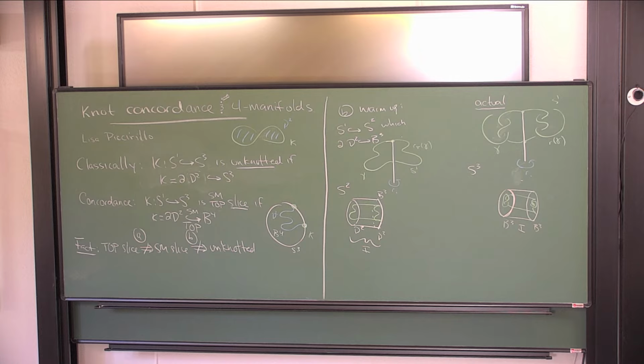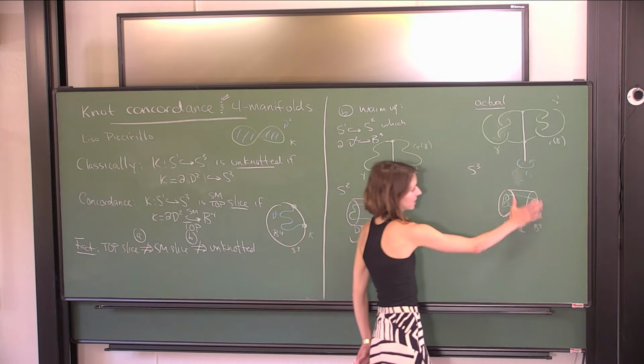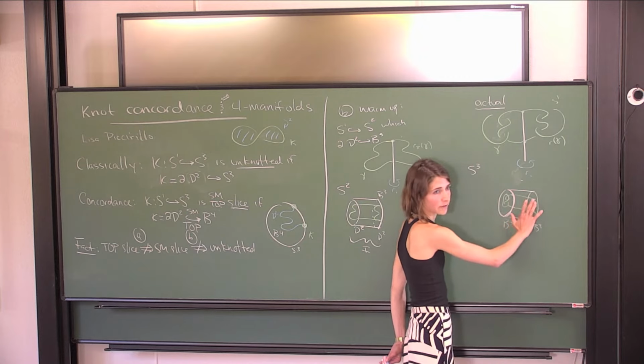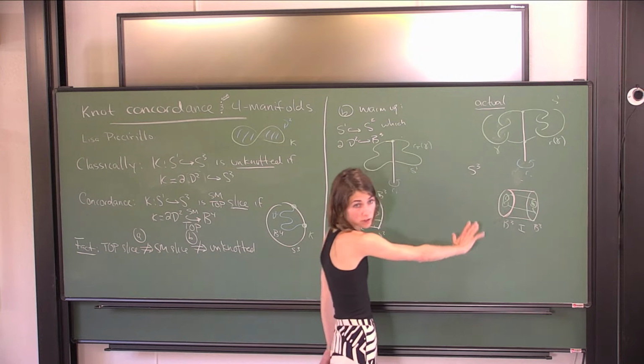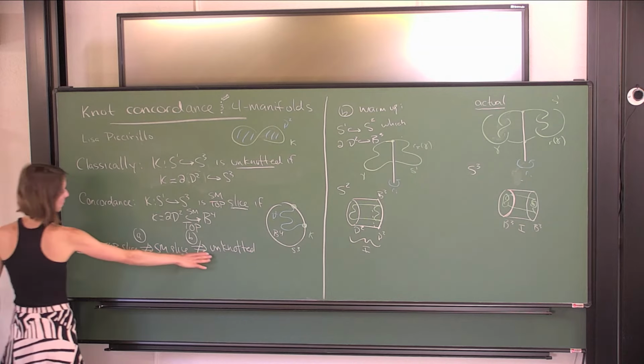Okay, so this is how you get a smoothly sliced knot that's not the unknot. And why is this smooth? Well, because sort of we can write this down just in terms of coordinates and everything is very nice. So you can write this down as smooth structure. So that's sort of this non-implication B.